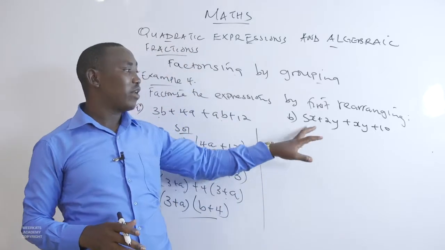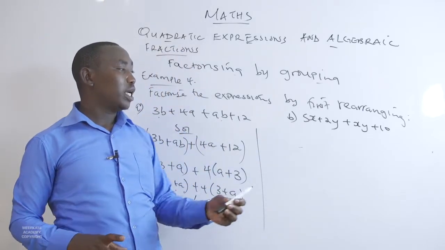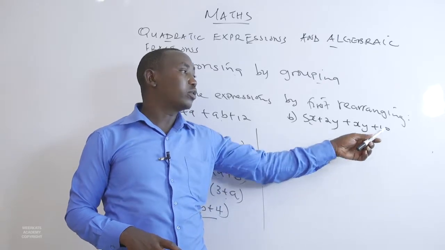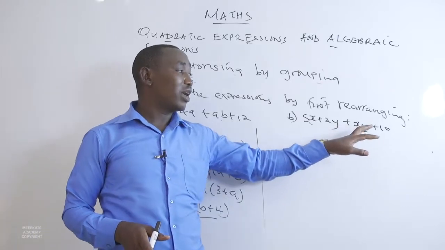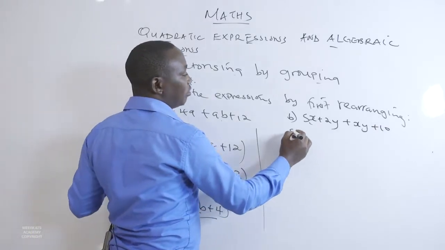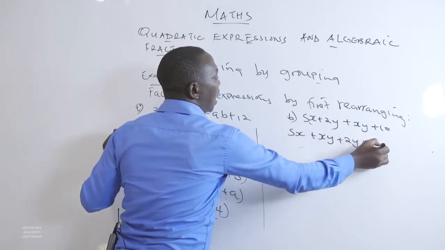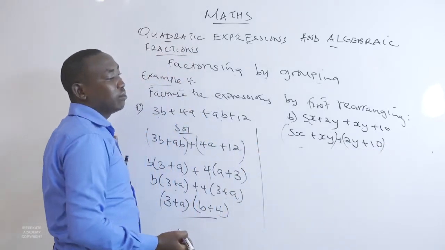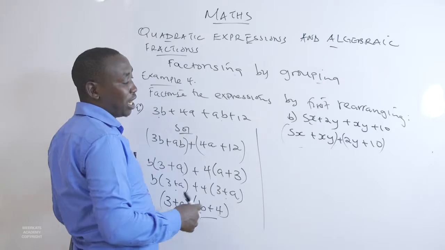Part B, we are having 5x plus 2y plus xy plus 10. Again, at this stage, you can take 5x to go with xy, or to even go with 10, because you're going to have a common factor between the two. So during the rearrangement, we're going to have 5x plus xy plus 2y plus 10. Then we pair them into two terms each. Then we finally do the factorization of each bracket independently.